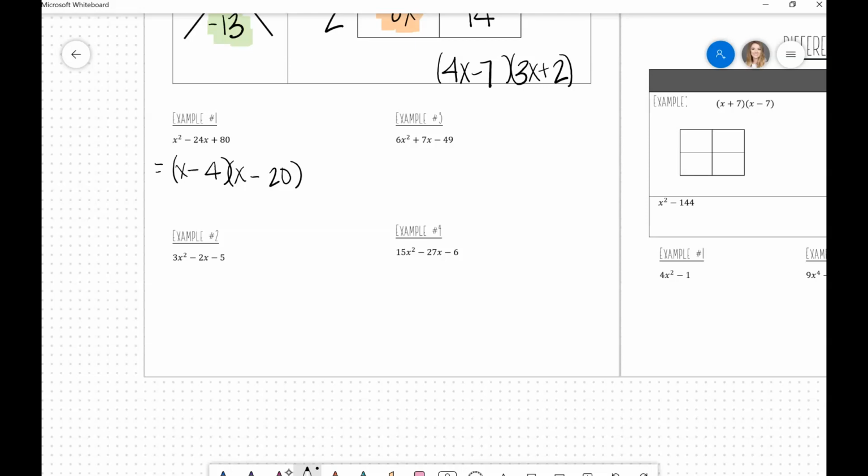Let's go ahead and move down to example number 2. We'll start with the diamond. 3 times negative 5 will give me negative 15. My middle term is negative 2. So I want to multiply to get negative 15, add or subtract to get me to negative 2. 5 and 3 will get us there, with the 5 being negative.